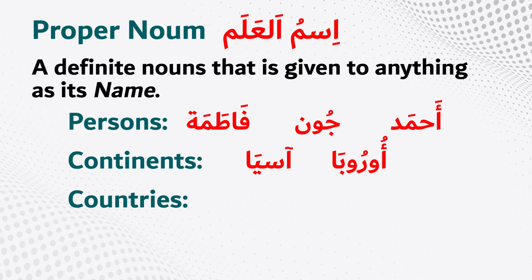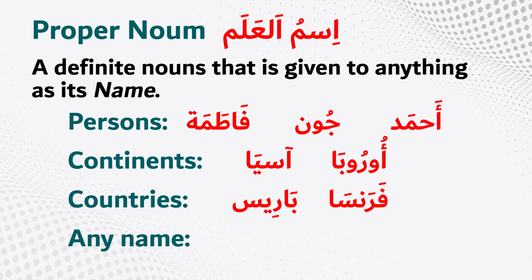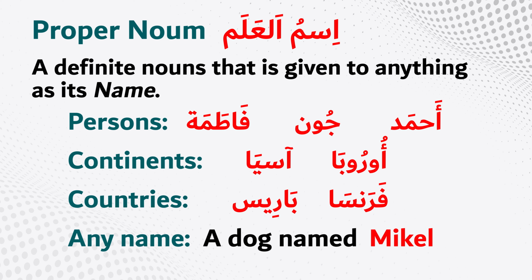Countries or cities, Faransa, France, Paris, Paris. Or anything else that has a name, like if you choose to name your dog Michael, this is also a proper noun, and it's definite by default.